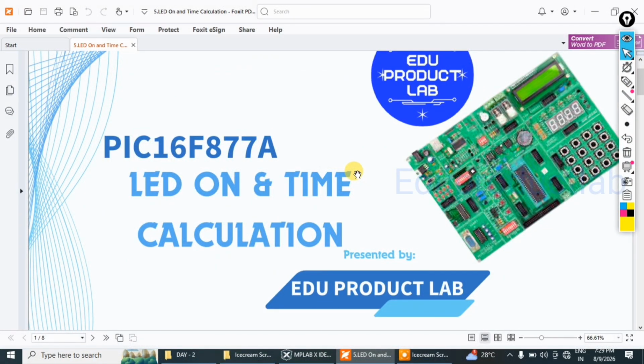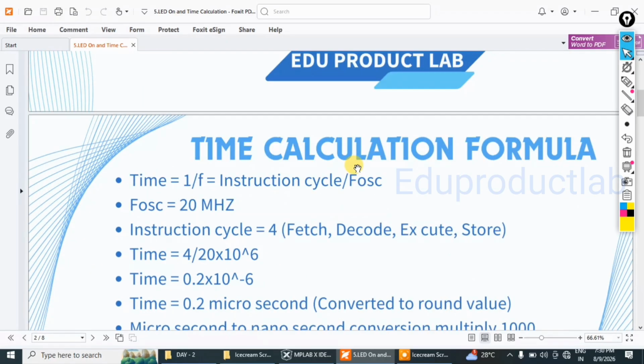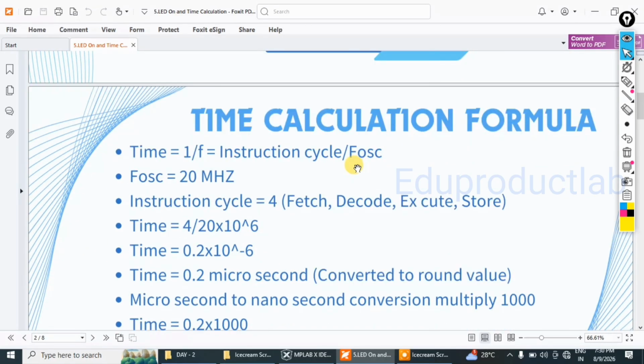Today we are going to learn PIC16F877A time calculation. If you have ever wondered why an LED blinks faster with one crystal and slower with another, or how functions like _delay_ms(), where ms means millisecond, actually work, this video will answer these questions.